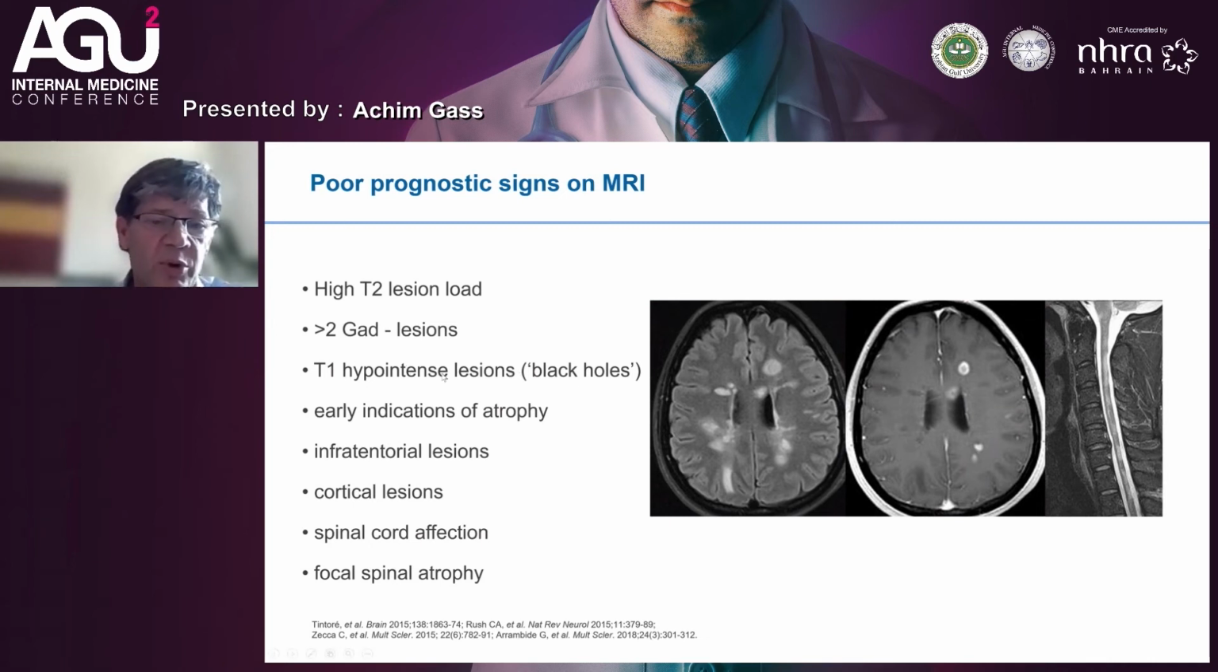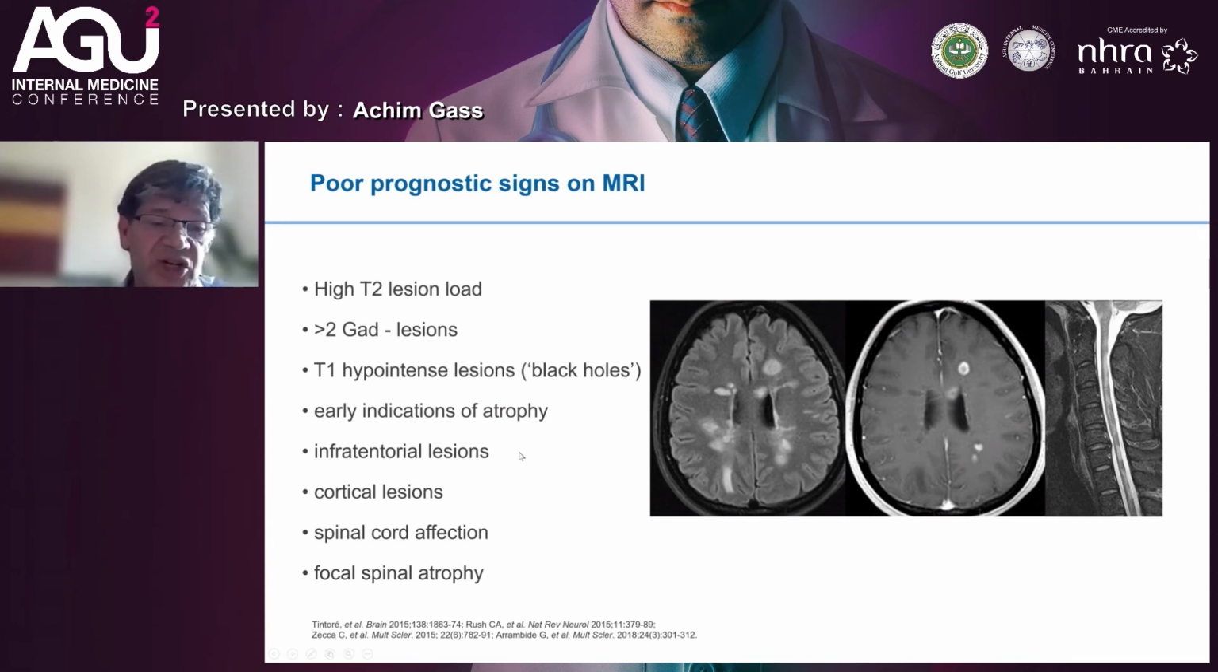If you have very hypointense lesions, as I've shown in the beginning, this again is a poor prognostic indicator. So you want to watch and look at these patients in particular. If you find early indications of atrophy, which is not easy to identify visually, but can be done, for example, around the third ventricle when the thalamus has developed some atrophy, or when the corpus callosum is thinner, this is also a poor prognostic sign.